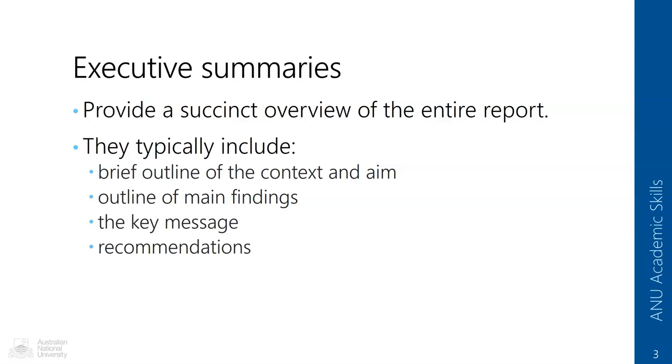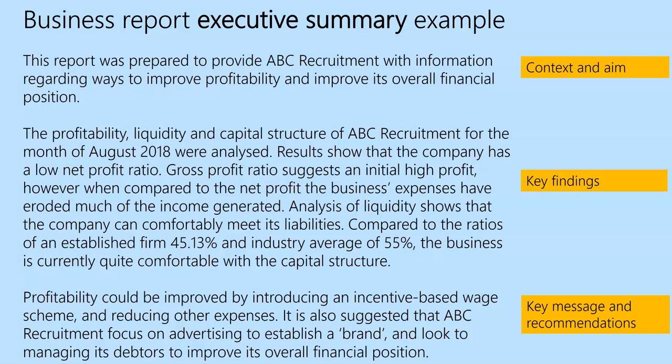So make sure all the important information is in there, including a brief outline of the context and aim, an outline of the main findings, your key message, and recommendations. Here's an executive summary example from a business report. Note how it contains the key elements, including the key message and recommendations in the final paragraph. Here the student declares that profitability could be improved by introducing an incentive-based wage scheme and reducing other expenses. The student goes on to make other specific recommendations.